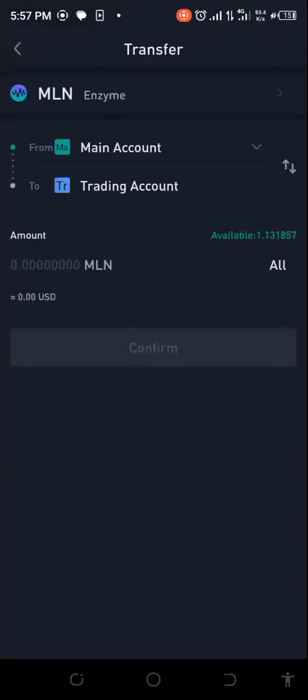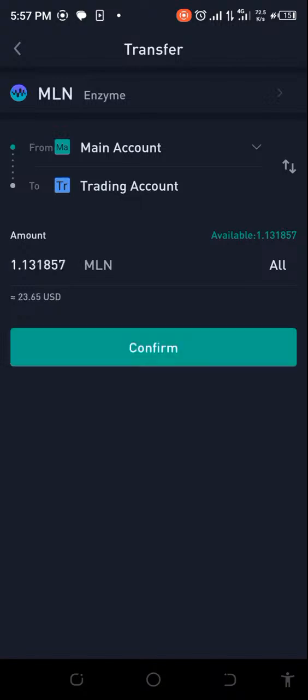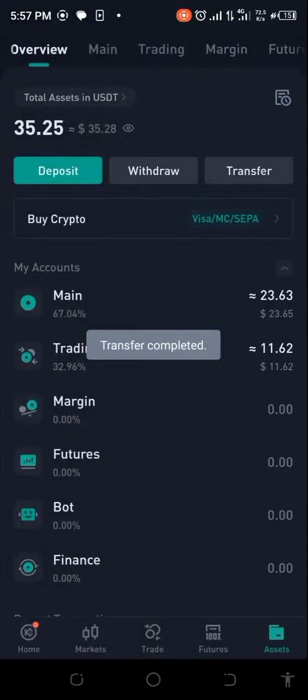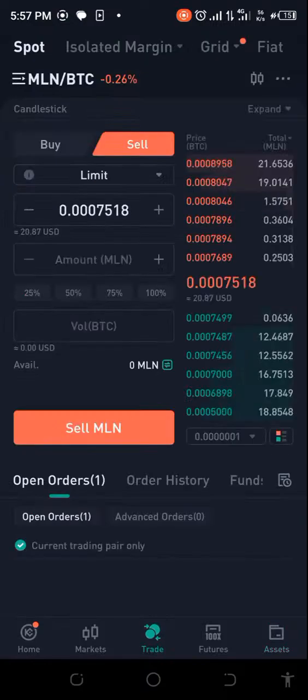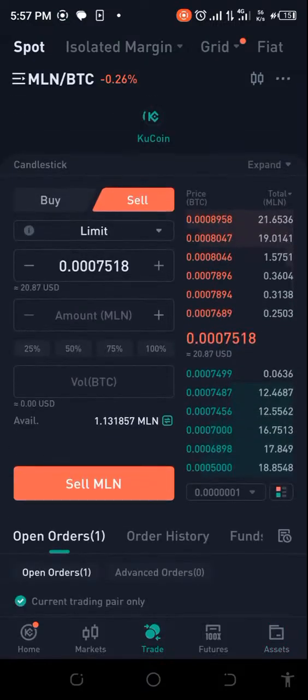So what do we have here? We have 1.13, so we're just going to put that in. Oh, I love that sound. So we're going to go over to trade now. Okay, so when we do this, we're going to see everything here.